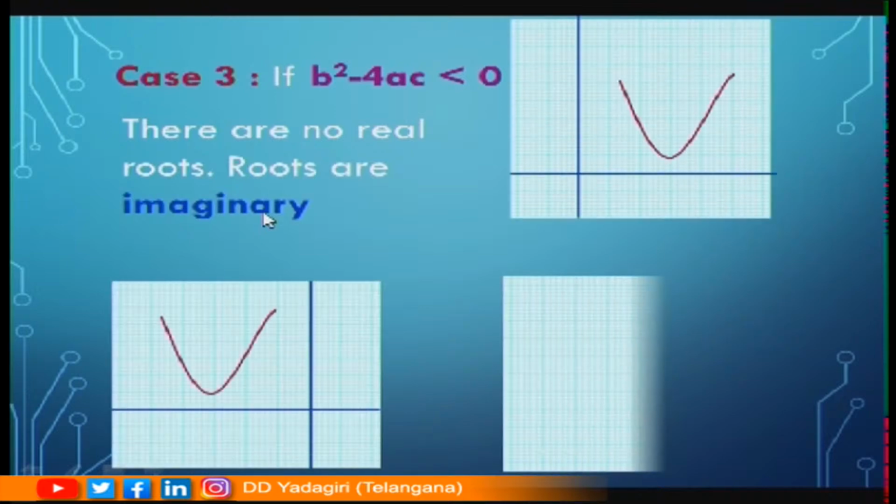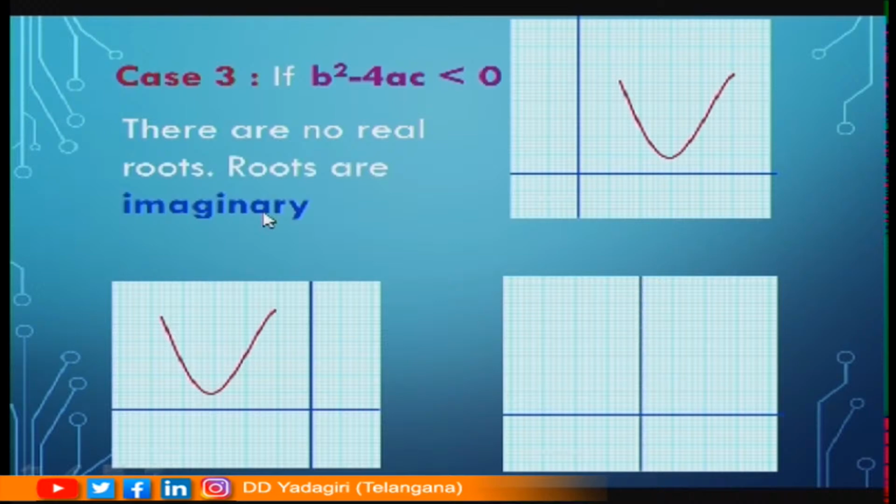Look at the graphs, children. When you look at the curves, you observe that they are not meeting the x axis at all. You can see they are not meeting the x axis at all in any of the graphs. So, we can say that the roots are imaginary.